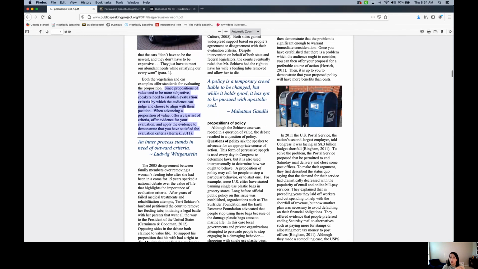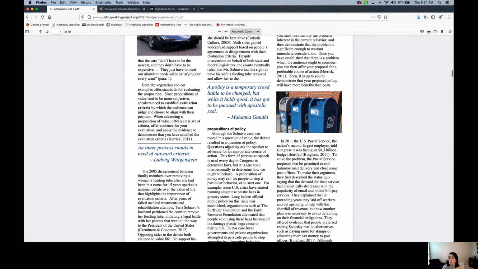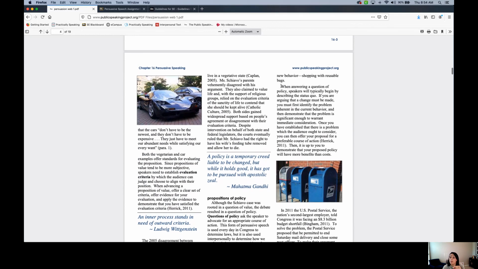Now, let's take a look at propositions of policy. Again, we have a discussion of the propositions of policy, but here we have a clue as to how you will put this together. When answering a proposition of policy, you have to begin by describing the status quo. That is, you have to tell us how things are now and the problem with those things before you move to how things should be. If you just jump into how things should be, you're missing an essential step in your reasoning process, and you're not going to be persuasive.